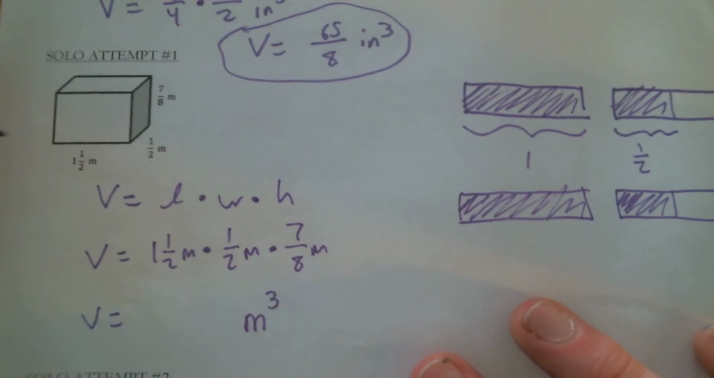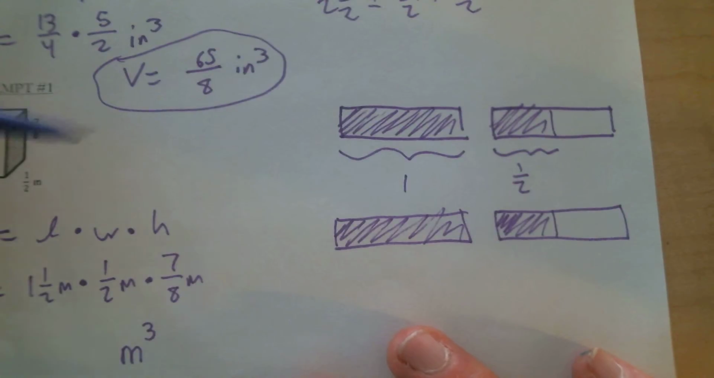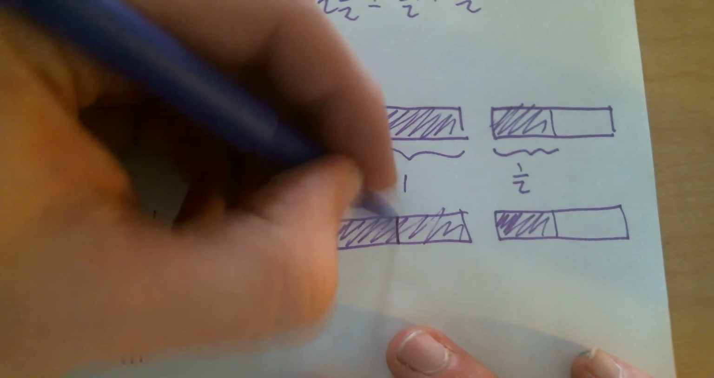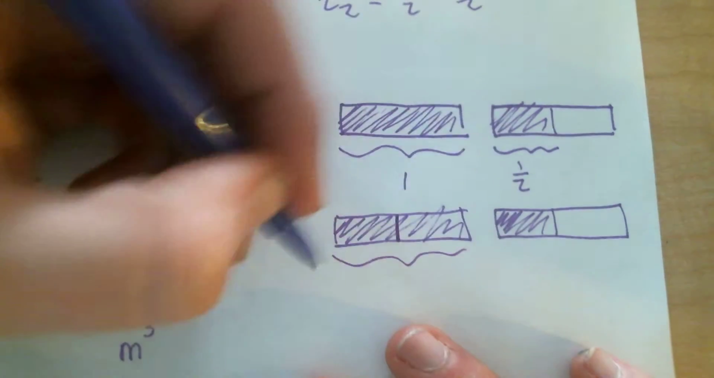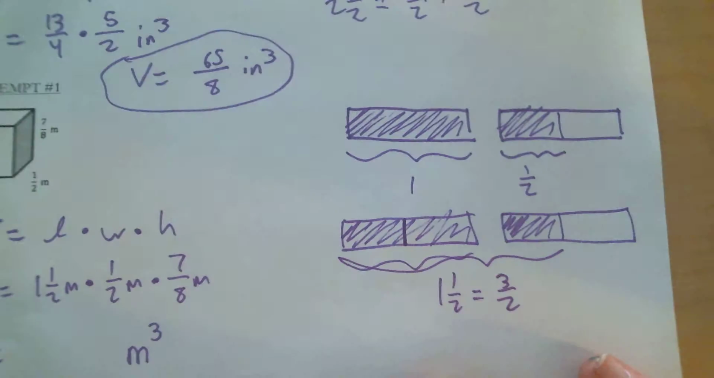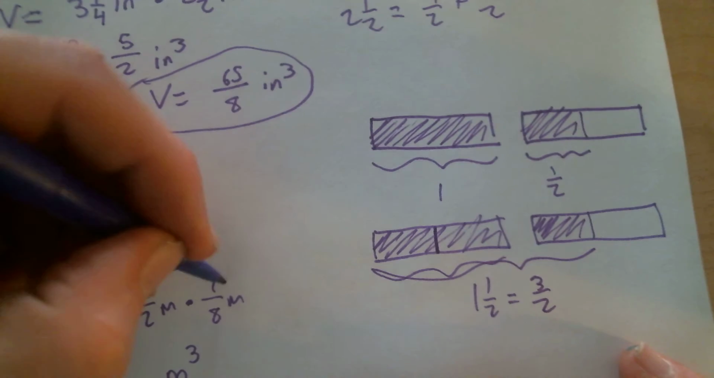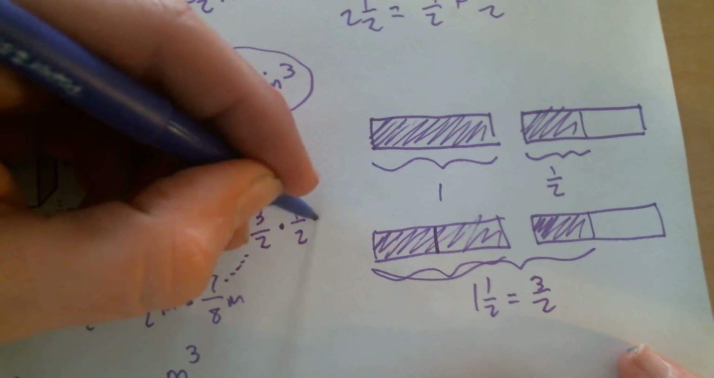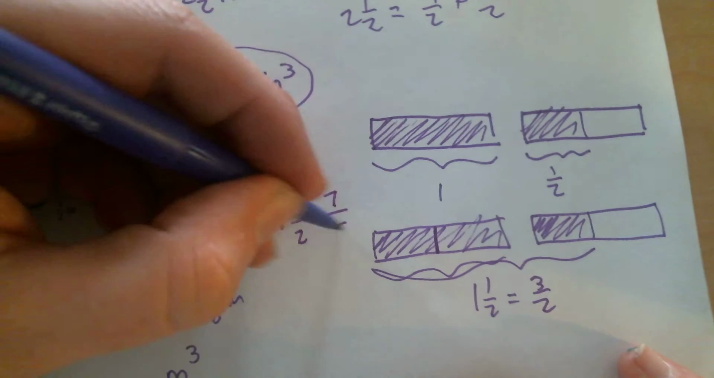Well, 1.5, I need to think of that as a mixed number first. I need to think of it as an improper fraction. So how many halves are there in 1? There's 2. So I have a total of 1 1/2. That's the same thing as 3 halves. Okay, so I'm actually doing this problem in my head. I'm doing 3 halves times 1/2 times 7/8.